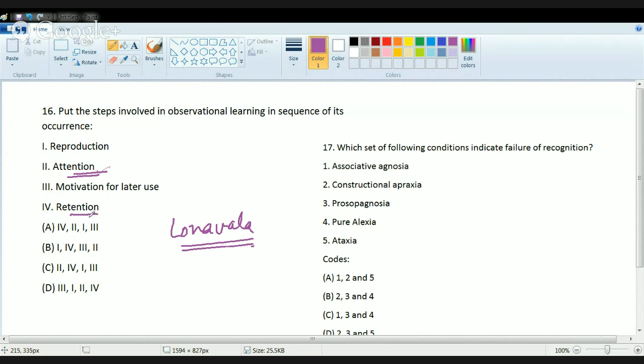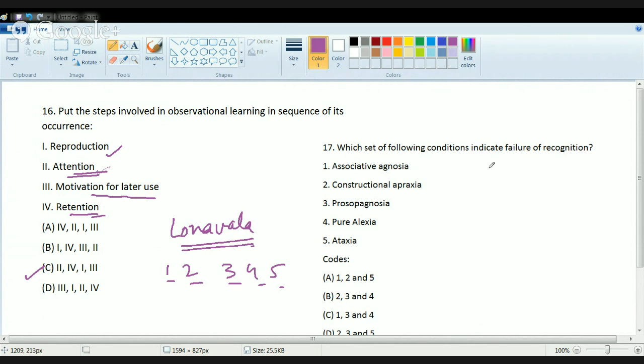Then I try to retain some of this. These were the 1, 2, 3, 4, and 5 basic things that I really liked in Lonavala. When I'm retaining these things, I will reproduce it. If I'm talking to my family, to my friends, I will say, if you are going to Lonavala, definitely visit these 5 places. So I'm reproducing the information that I have got. And finally is motivation for later use. That means I'm trying to motivate: it's a beautiful place, one must definitely visit it. Therefore, in observational learning, the correct order is attention, retention, reproduction, and finally motivation.